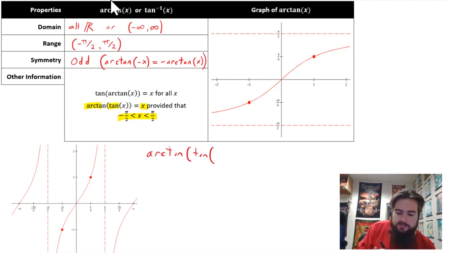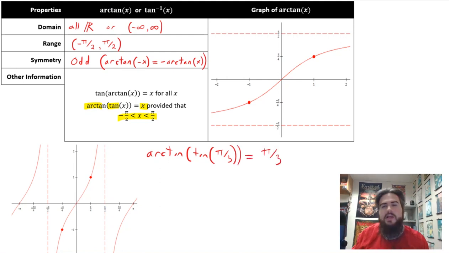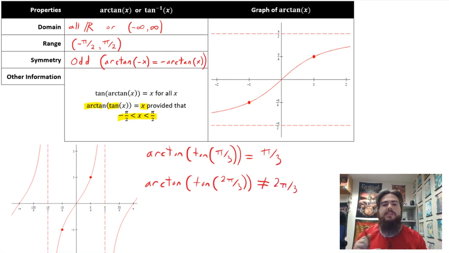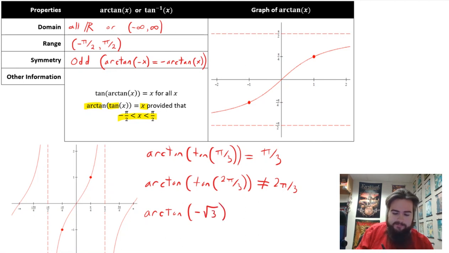of tangent of pi thirds, sure, that will just give you pi thirds, because pi thirds exists between negative pi halves and pi halves. But if you're doing arctangent of tangent of, say, 2 pi thirds, that will not give you 2 pi thirds, because 2 pi thirds is not between negative pi halves and pi halves. Instead, if you work from the inside out there, tangent of 2 pi thirds ends up being negative square root of 3.